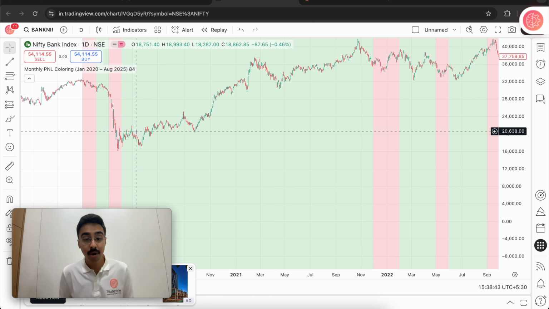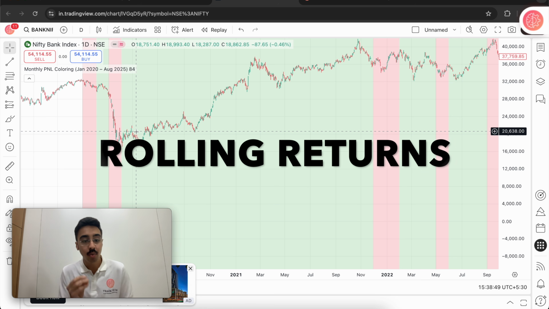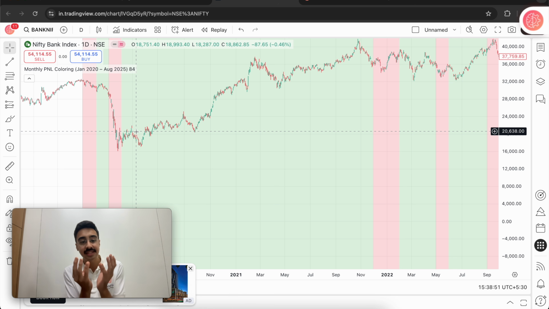So the fourth important thing in the backtest that you should check for is the rolling return metrics. Now, what are rolling returns? First let's understand rolling returns. Rolling returns is basically like when you started your investing or trading at one point and ended it at one point, there is a possibility that the market may have done certain things during that period.